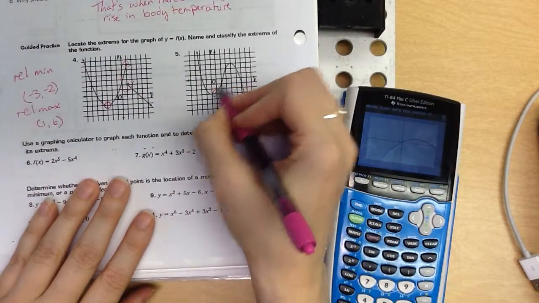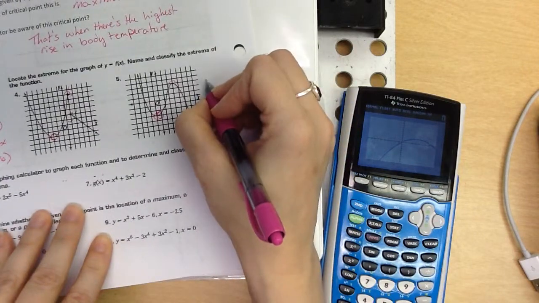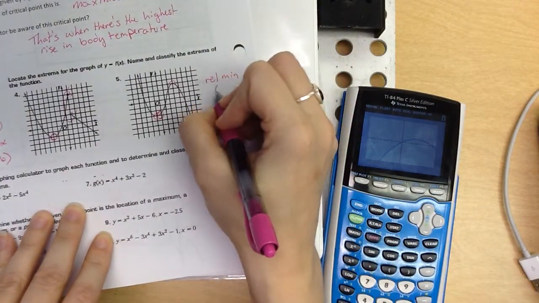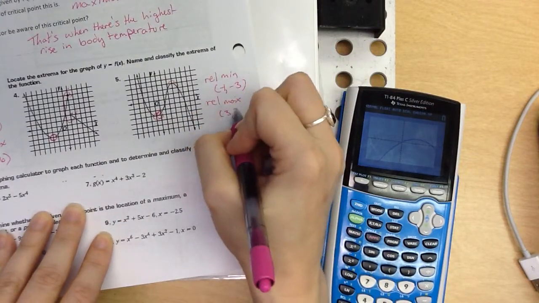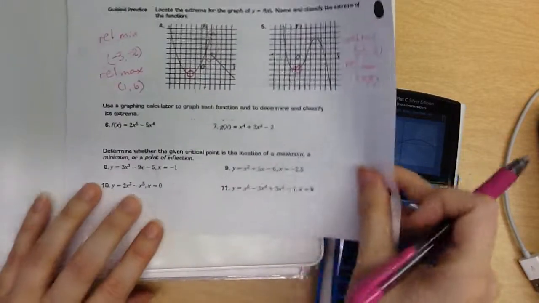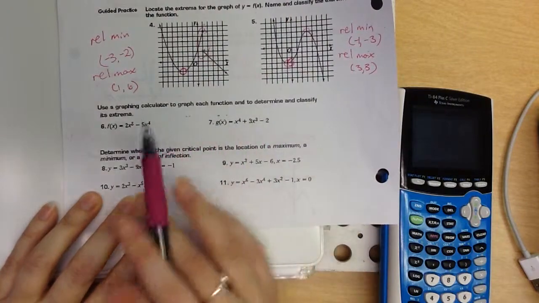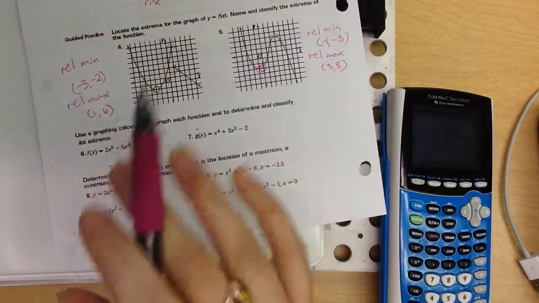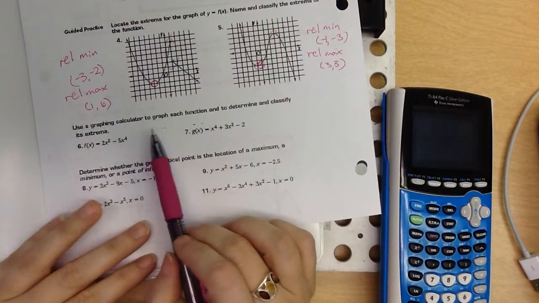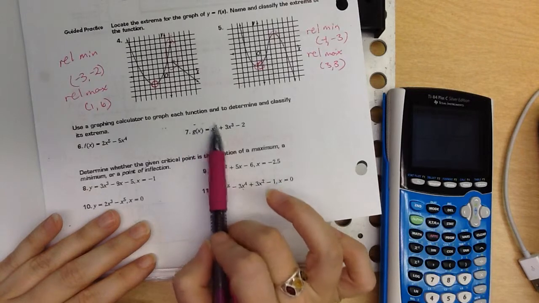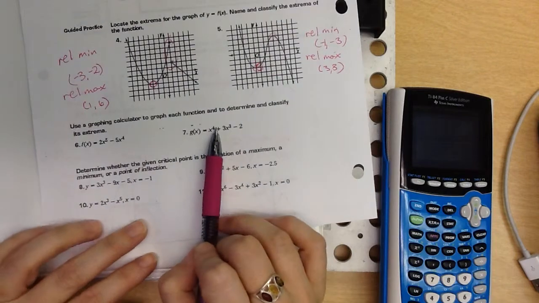This one, right there and right there, but there are no absolutes at all. That's okay. Rel min, -1, -3. Rel max, 3, 3. Ooh, all done. Use a graphing calculator to graph and to determine and classify its extrema. So again, adjust your window so that you can see everything you need to see about the graph. Use the second trace and then 3 and 4 to find where the maxima and minima are.